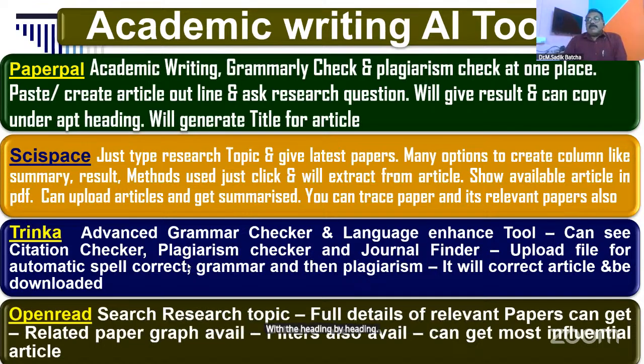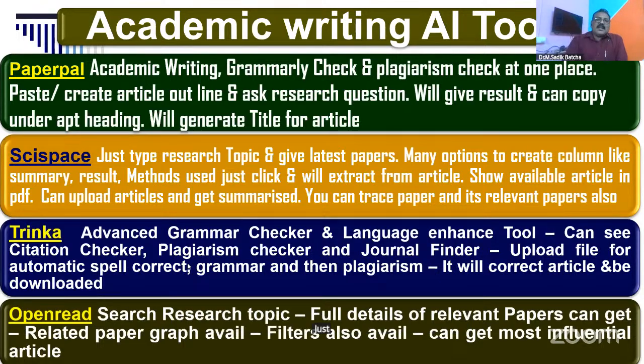And even if you have already prepared an article, you upload it and it will check grammar. Apart from that, it will also check plagiarism. This is PaperPal, top in academic writing AI tools. Try to understand PaperPal, one AI tool which will be useful. Three things can be done: academic writing, grammar check, and plagiarism check in one place.